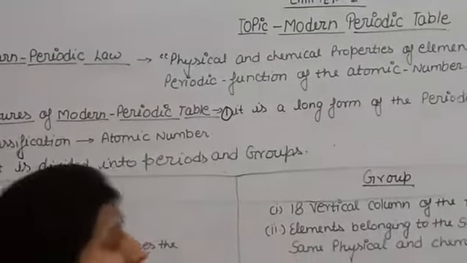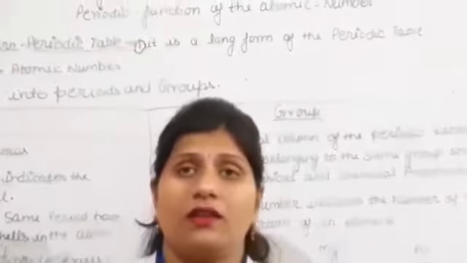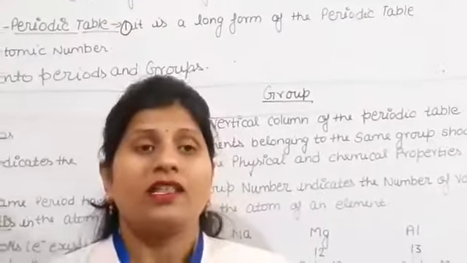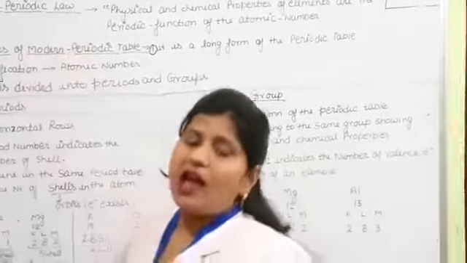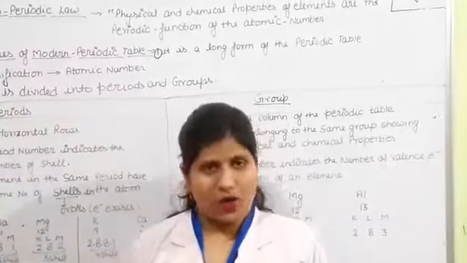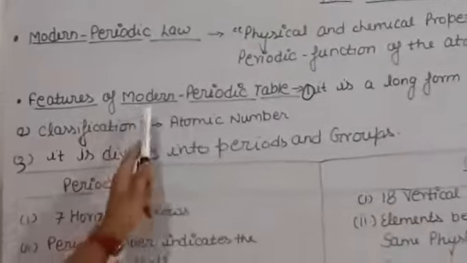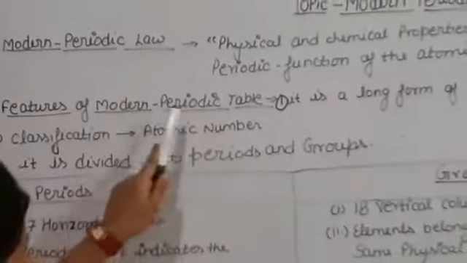Now, what is the modern periodic table? Students, when elements are arranged in increasing atomic number, then we get a table which is known as the modern periodic table, and this periodic table is based on atomic number. Okay, now move forward. What are the features of the modern periodic table? Meaning, what are the characteristics of the modern periodic table?